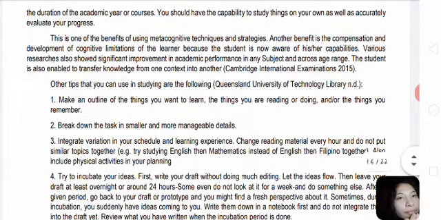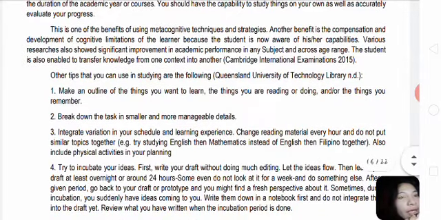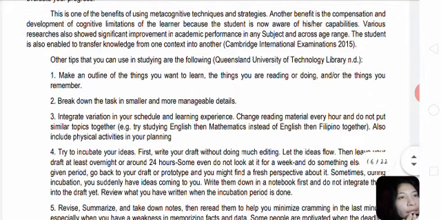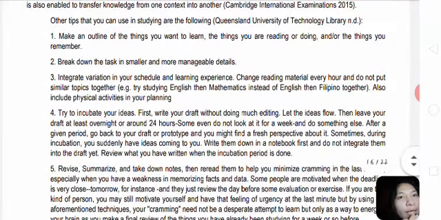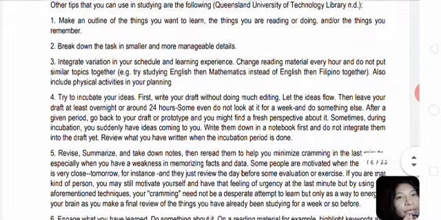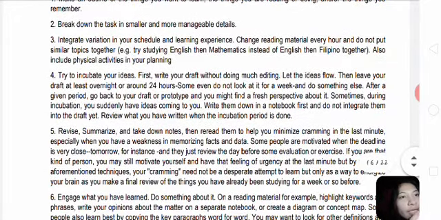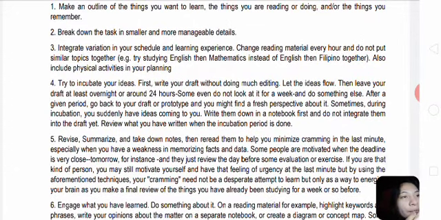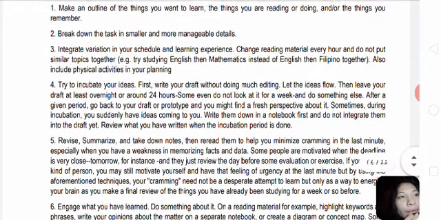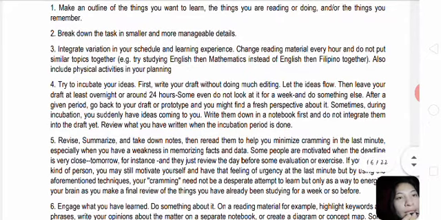Other tips that you can use in studying are the following. Make an outline of the things you want to learn, the things you are reading or doing, or the things you remember. Break down the task into similar and more manageable details. Integrate variation in your schedule and learning experience. Change reading material every hour, and do not put similar topics together. Also include physical activities in your planning.